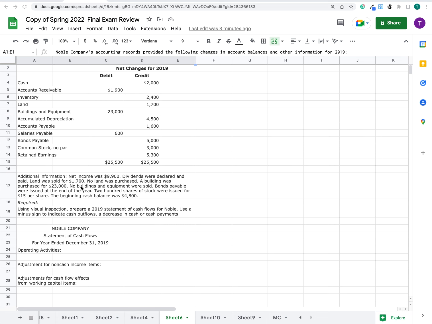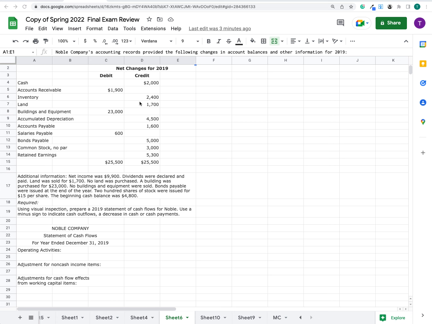We have additional information. Net income was $9,900. Dividends were declared and paid. Land was sold for $1,700. No land was purchased. A building was purchased for $23,000. No buildings and equipment were sold. Bonds payable were issued at the end of the year. 200 shares of stock were issued for $15 per share. The beginning cash balance was $4,800.